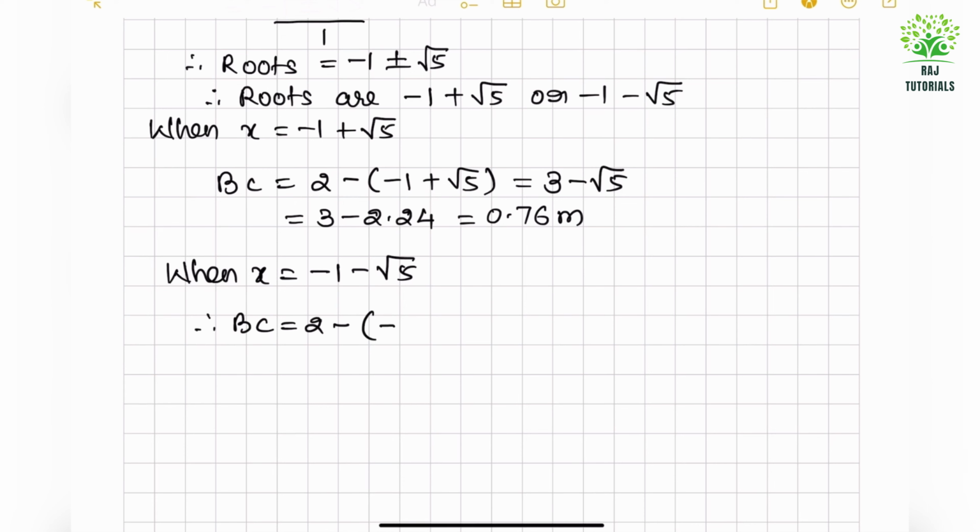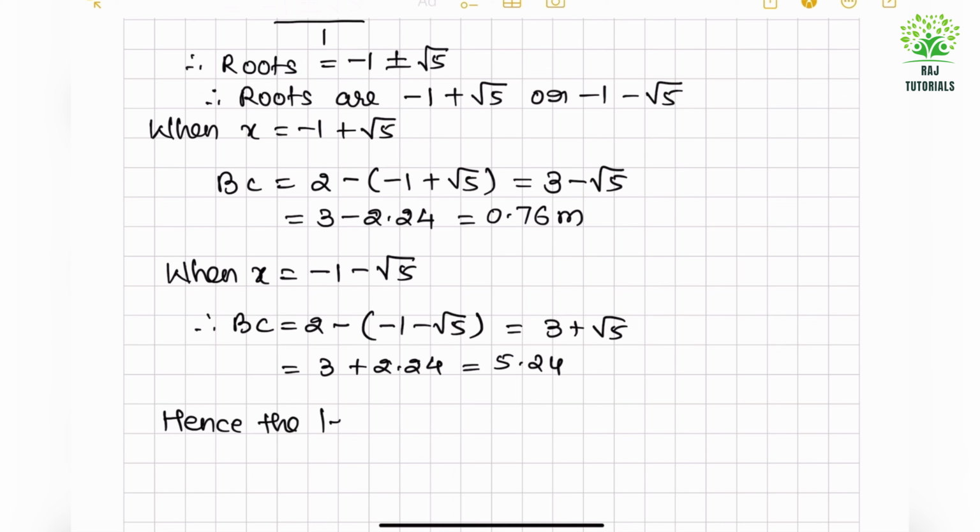So therefore BC will be equal to 2 minus (minus 1 minus root 5). So that will be 3 plus root 5, which will be equal to 3 plus 2.24. So that will be 5.24. Hence the length of BC is 3 minus root 5, that is 0.76.